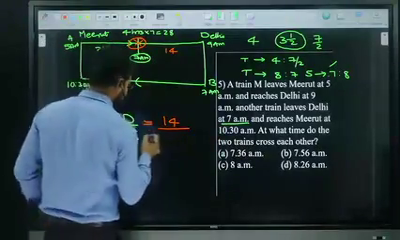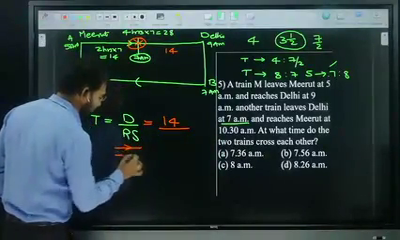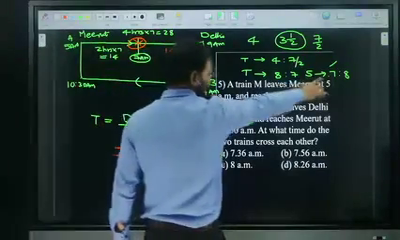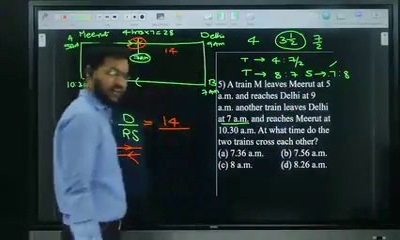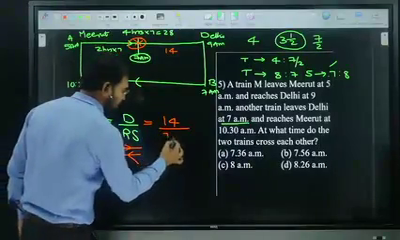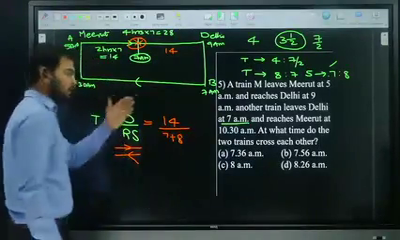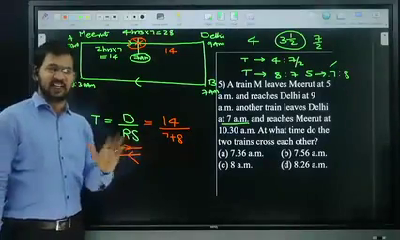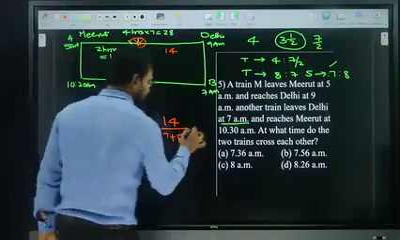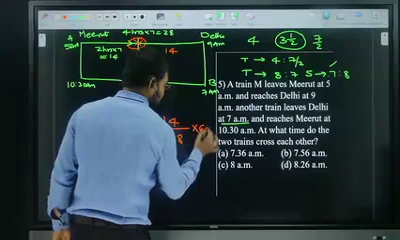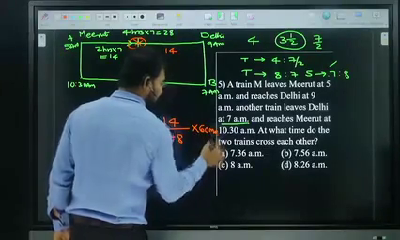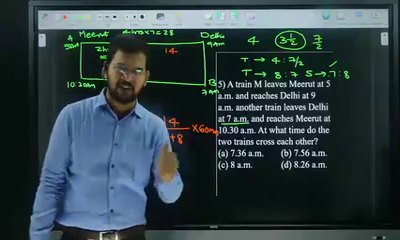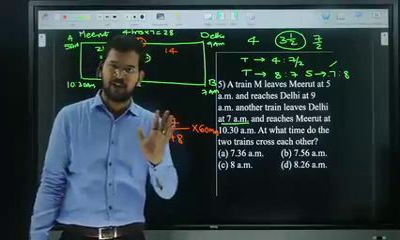So 14 parts divided by relative speed. Relative speed, which direction? Opposite direction. The first train's speed is 7 parts, the second train's speed is 8 parts. Therefore, 14 by 7 plus 8 is 14 by 15, which is less than 1 hour. That is the reason I am converting into minutes.